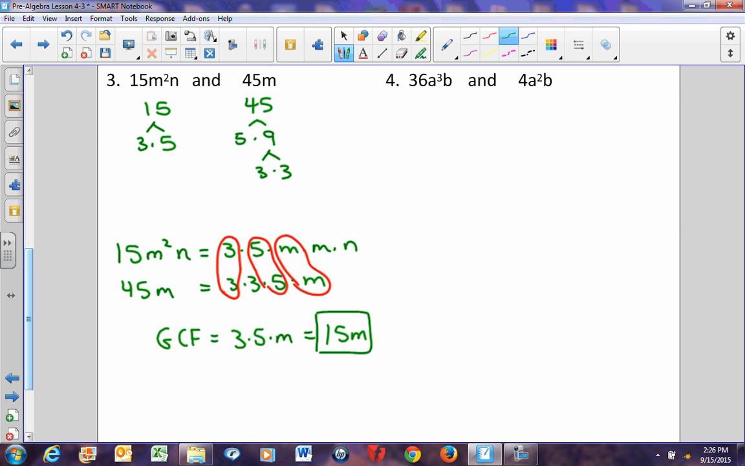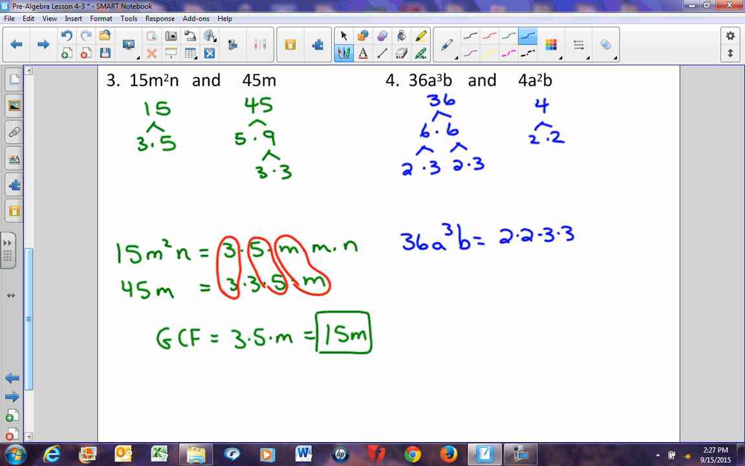Okay, let's look at this last example here. 36a to the third b and 4a squared b. So I'm going to take 36, which I know is 6 times 6, and 6 is 2 times 3, and this 6 is 2 times 3, and 4 is 2 times 2. So 36a to the third b is 2 times 2 times 3 times 3 times a times a times a times b. We have all the 2's, we have all the 3's, we have the a's and the b's.